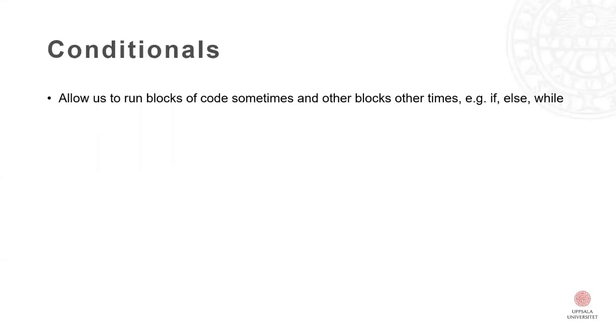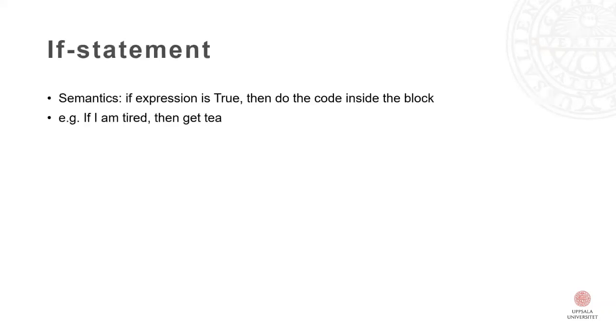So let's first talk about conditional statements. A conditional statement allows us to run a block of code sometimes and other blocks other times. And examples of it are if, else, and while. Let's see more clearly their syntax and semantics and examples. So, the if statement: its semantic suggests that if the expression written next to if is true, then do the code inside the block. Otherwise, don't do the code inside the block.